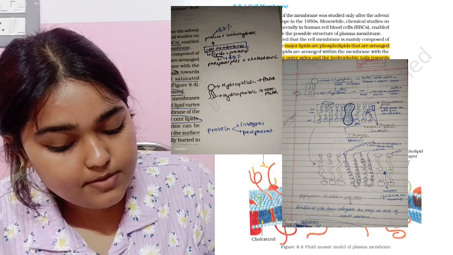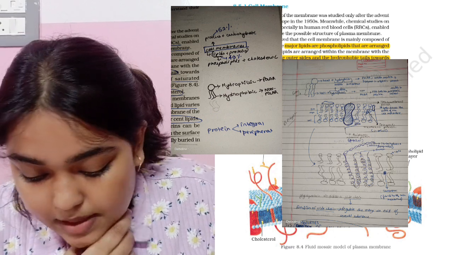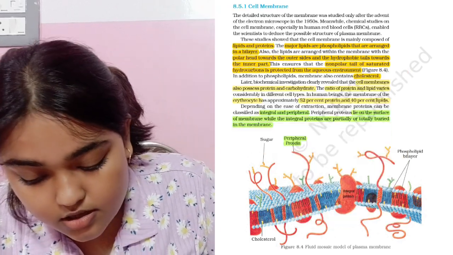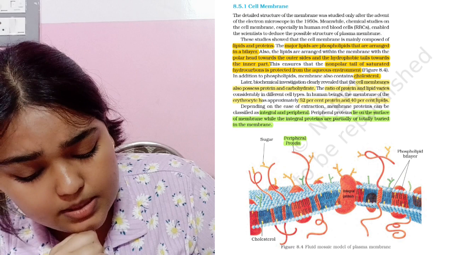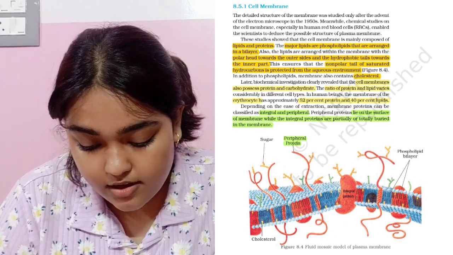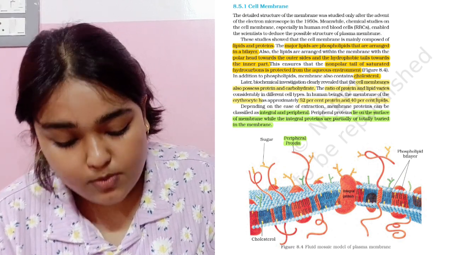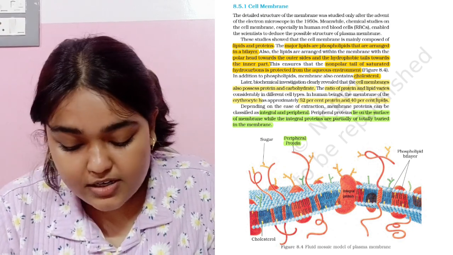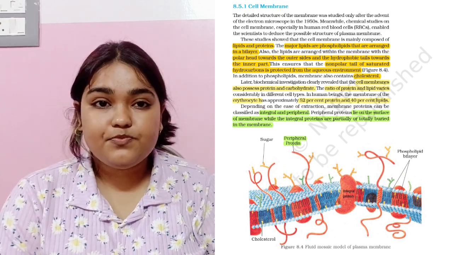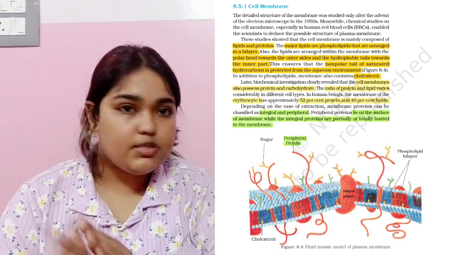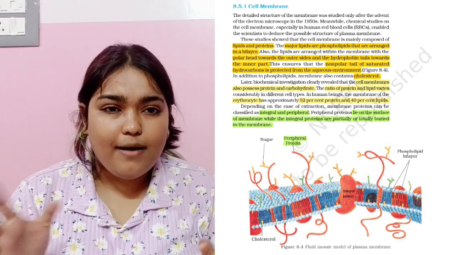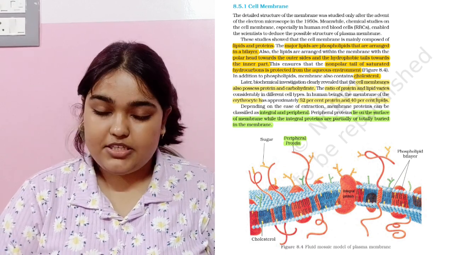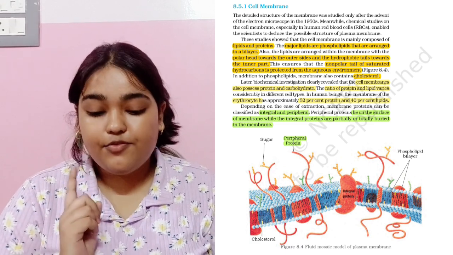In addition to phospholipids, membranes also contain cholesterol. Later biochemical investigation clearly revealed that cell membranes also possess proteins and carbohydrates. The ratio of protein and lipids varies considerably in different cell types. In human beings, the membrane of erythrocytes (RBC) has approximately 52% proteins and 40% lipids.